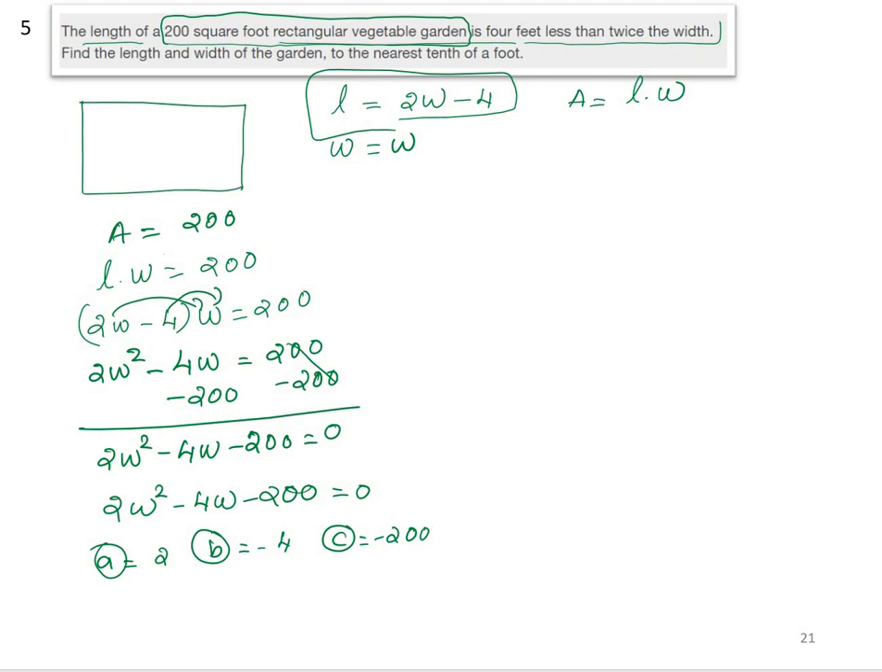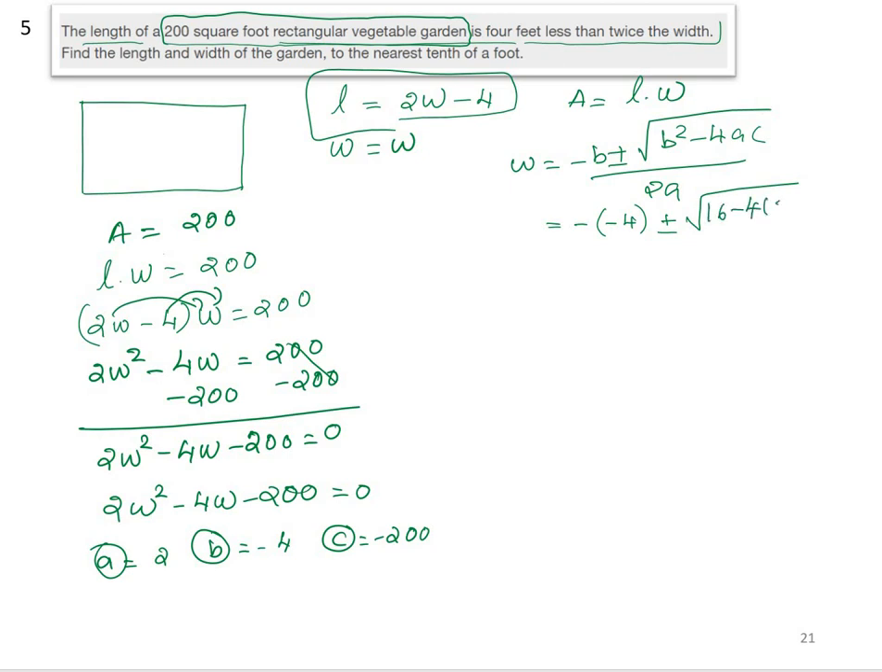Now we can use the formula. W is equal to negative B plus or minus the square root of B squared minus 4AC, divided by 2A. So negative of negative 4, plus or minus the square root of B squared, 16, minus 4 times A, which is 2, and C, which is negative 200, divided by 2 times 2, which is 4. That is 4 plus or minus the square root of 16 plus 4 times 2, 8, times 200, that is 1600, divided by 4.